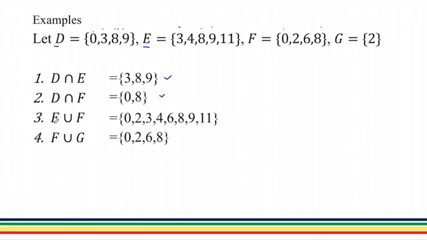How about E union F? All we have to do is combine all the members of the sets E and F. So we started with 0, 2, 3, 4, 6, 8, 9, and 11. That is union. We're combining all the members of the two sets. Then we have F union G. We combine them: 0, 2, 6, and 8. So that's the difference between union and intersection.